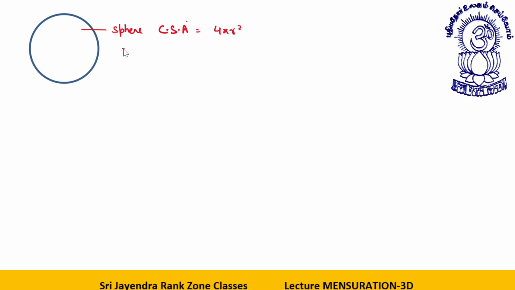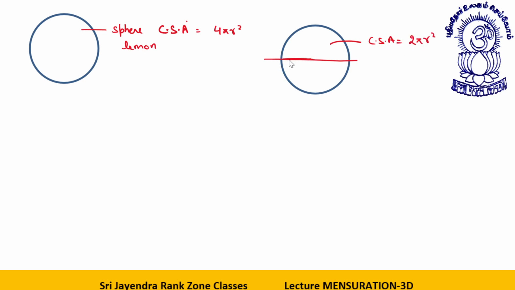Okay, let's say this is a lemon. Now, what if I cut this lemon? If I cut this lemon in half, like this, this is half portion of a lemon. So the curved surface area will be 2 pi r square plus, dear students, here where you cut it. Just imagine when you cut a lemon, the portion where you squeeze the lemon syrup, that is a circle.